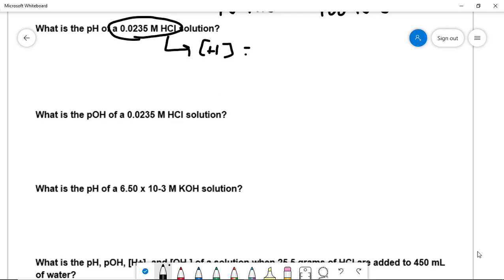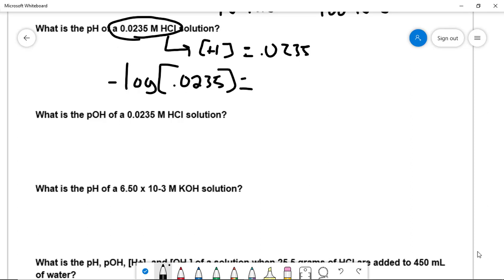Because it completely dissociates, 0.0235 is my concentration of H. So now all I do is take the negative log of 0.0235, and I get my answer of 1.63. Very acidic.